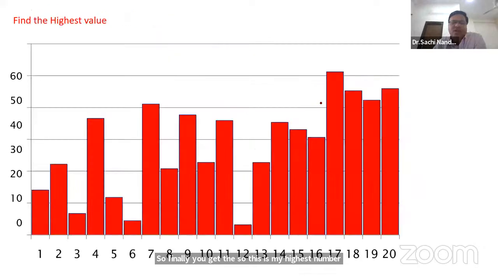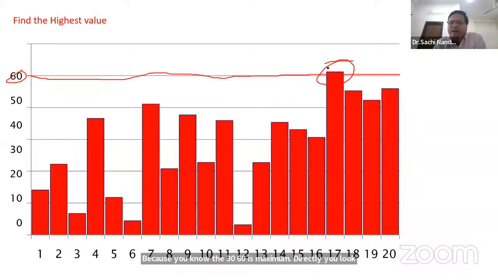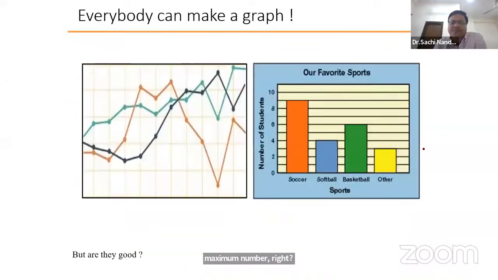Now, coming to the next picture, what is the maximum number? Automatically, this is my maximum number. Now, have you compared here? No. Why? Because you know 60 is the maximum. Directly you look at which vertical row crosses 60 and you identify this is my maximum number. So here what is the maximum number? The 17th row, the 17th column is the maximum number, right? So this is the objective of data visualization.